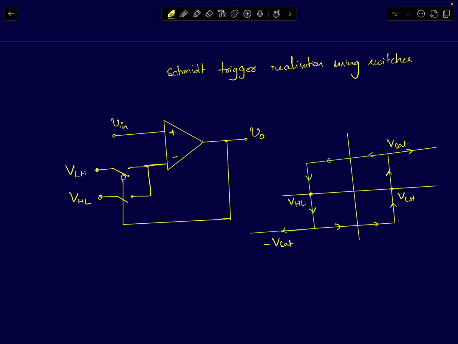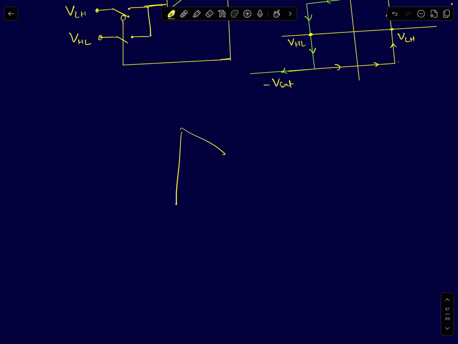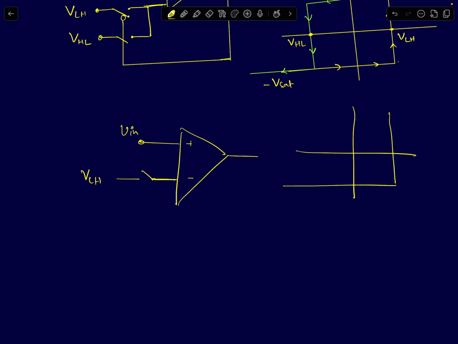So what should a Schmitt trigger do? You can start with a simple comparator. Okay, I'm showing here a non-inverting Schmitt trigger. So I need to have a certain threshold voltage. Let's assume VLH is a threshold voltage. VLH will be the point where the output goes from low to high voltage.